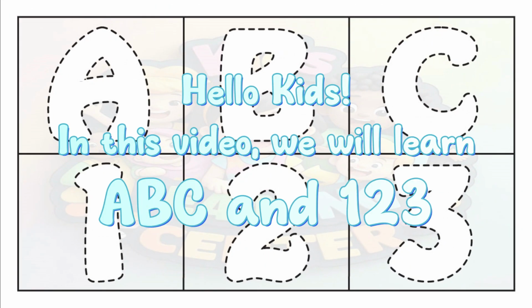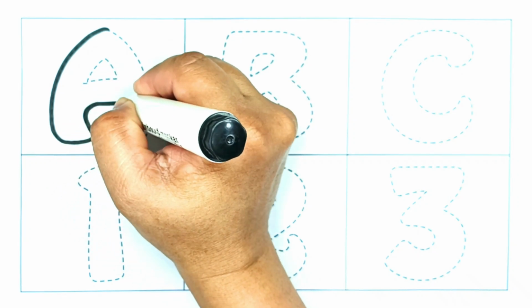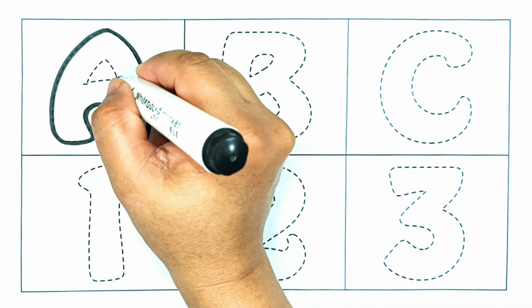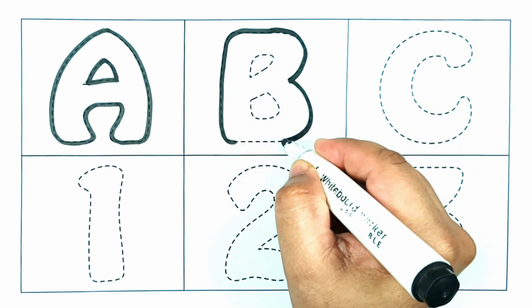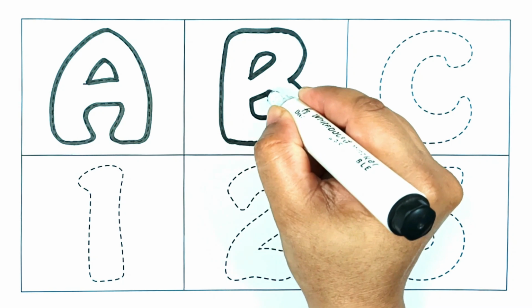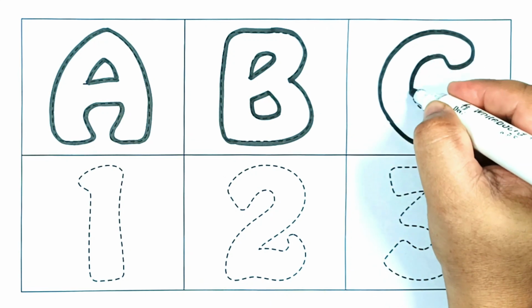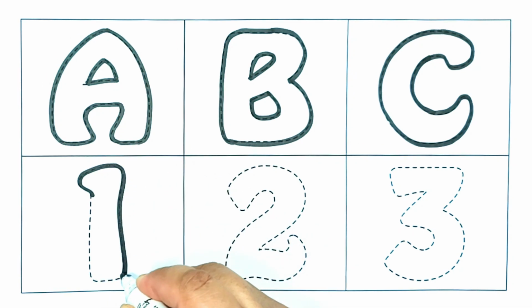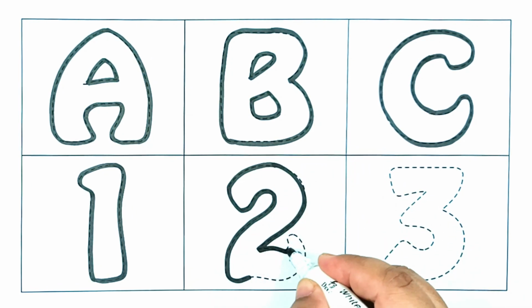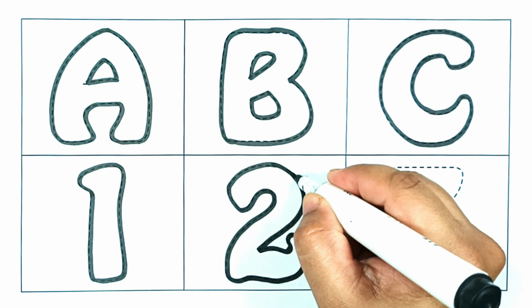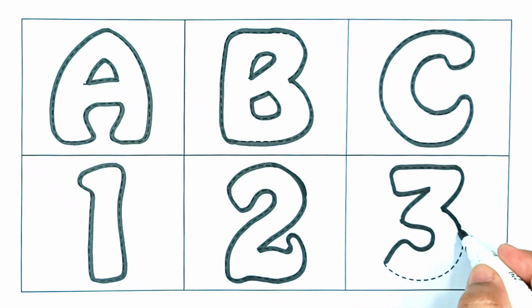Hello kids. In this video, we will learn ABC and 1, 2, 3. A. A, B. B, C. C. 1. 1, 2. 2, 3. 3.